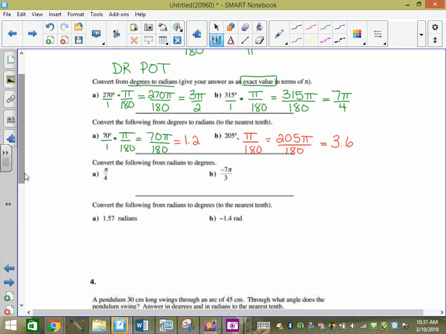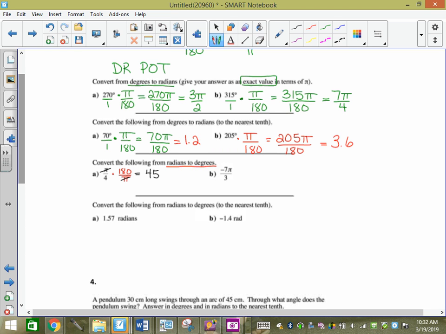Okay, so that was degrees to radians. Now we're converting from radians to degrees. So RD-POB, if you want to remember it: radians, degrees, pi on bottom. It's just the opposite of the other one. So we're going to go 180 over pi. What's great about this is if the radians actually has a pi in it, the pi's just cancel. Boom, boom. And I'm left with 180 divided by 4, which is 45.